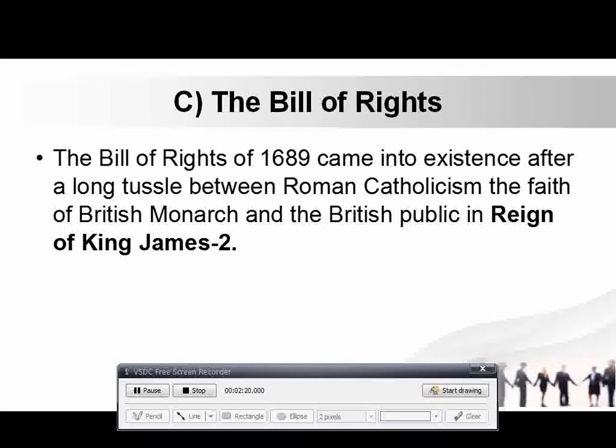After that, we have the Bill of Rights. The Bill of Rights of 1689 came into existence after a long tussle between Roman Catholicism, the faith of the British monarch, and the British public in the reign of King James II. The terms of the Bill of Rights shifted the balance of power from the king to the Parliament. The bill contained the following important provisions.